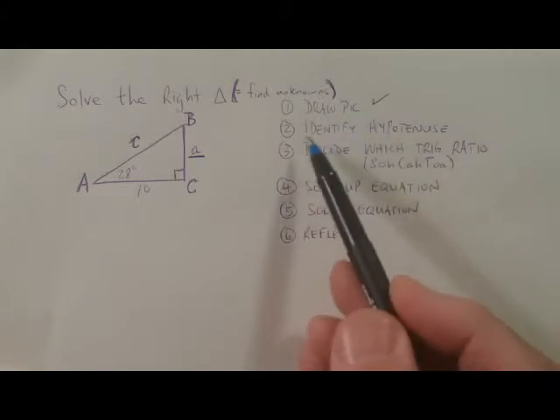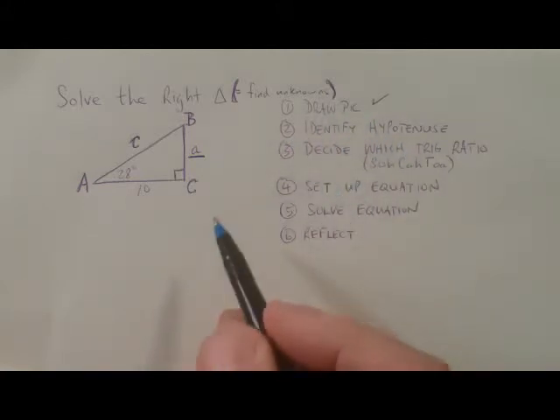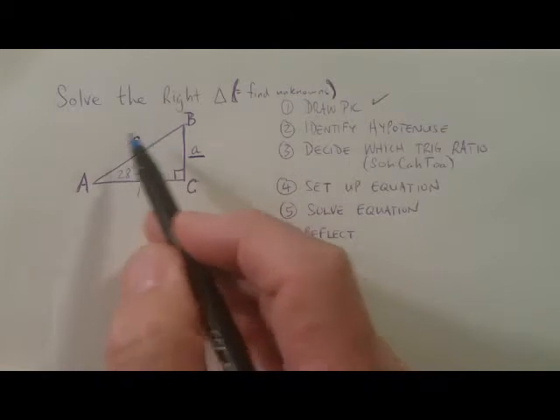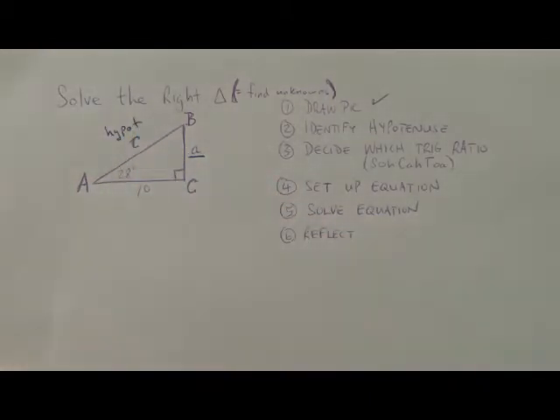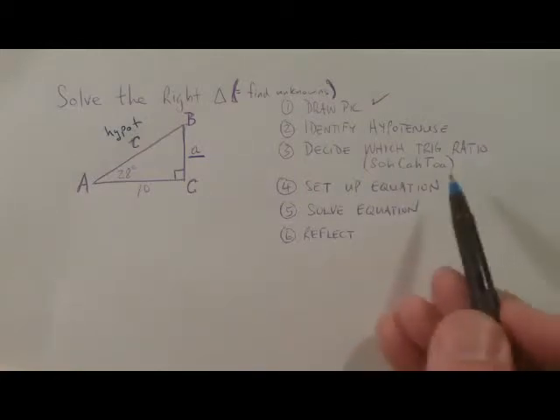Draw the picture. Now, I always like to identify the hypotenuse. Now, it's the longest side. So I'm just going to put hypot up here. And then I have to decide which trig ratio to use.